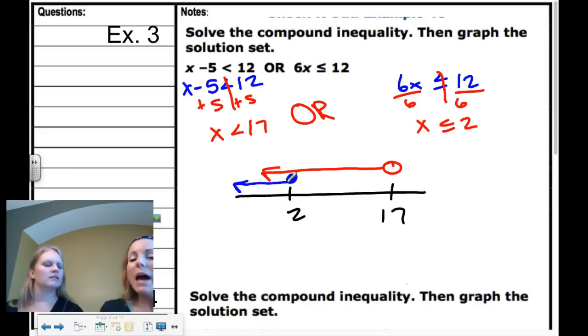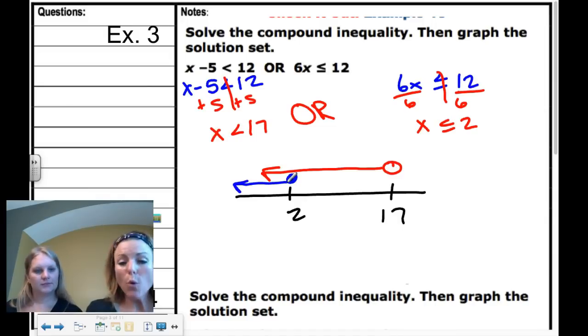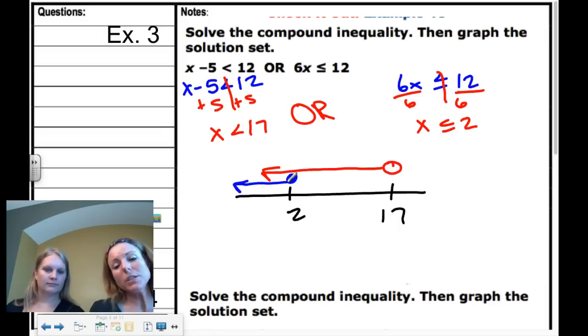Now, some of you may say, well, wait, it's where the two overlap. No, because this is an "or" problem. So because it's an or, that means it can occur in one or the other. And every solution in the set x less than or equal to 2 is also in the set x less than 17. That makes sense.